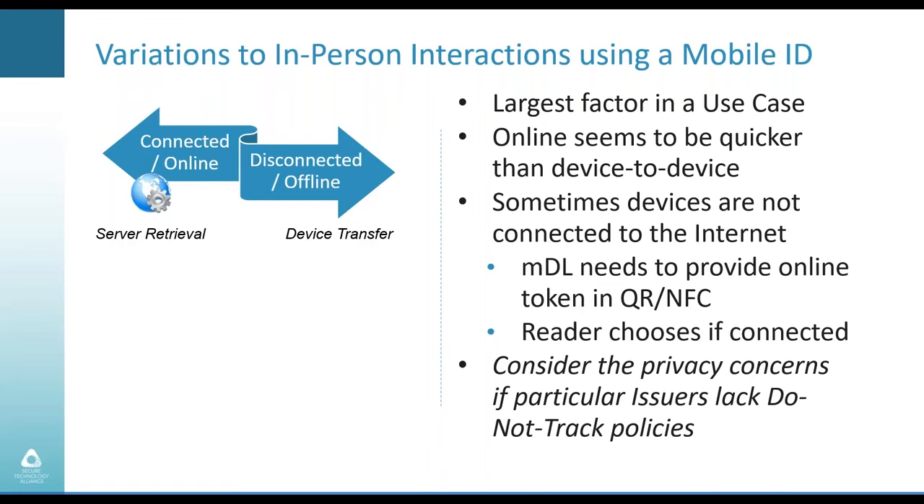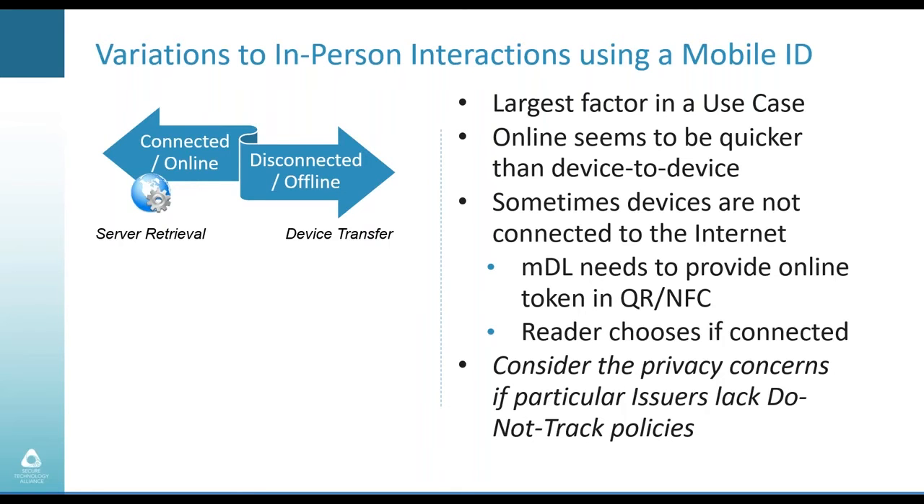And in the online case, there's the opportunity for server retrieval of the data, going back to the issuing authority server to pull the data. And when they're not, there's the opportunity for device-to-device transfer of the data. Either one, the signatures apply. And this can be kind of the largest factor in how you assemble the use case and how you want to accept MDLs. Online, empirically, seems to be a little quicker than doing the device-to-device transfer.